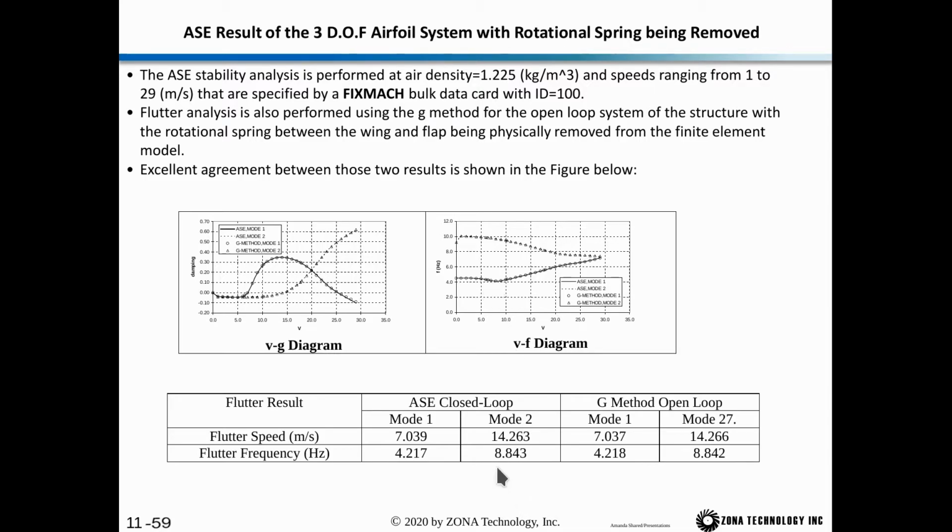And if we come down and look at the flutter results, mode 1 in the closed loop is 7.04 meters per second, and the G method is also 7.04 meters per second. Frequency is also the same. The flutter speed of the second mode is also the same, and the frequency is the same. So this validates that the ASE closed loop methodology works to remove the spring stiffness from the nominal structure to give us back the freeplay structure.